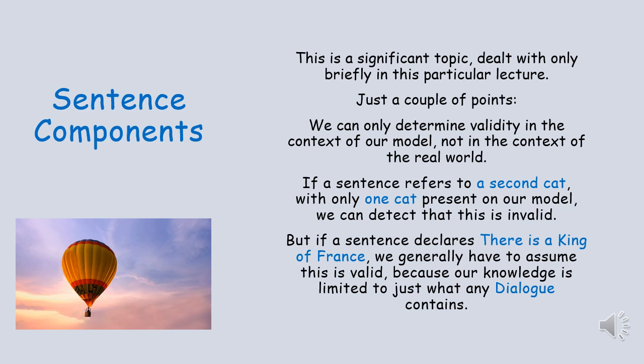We can only determine validity in the context of our model, not in the context of the real world. If a sentence refers to a second cat, with only one cat present on our model, we can detect that this statement is invalid. But if a sentence declares there is a king of France, we generally have to assume this is valid, because our knowledge is limited to just what any dialogue contains.